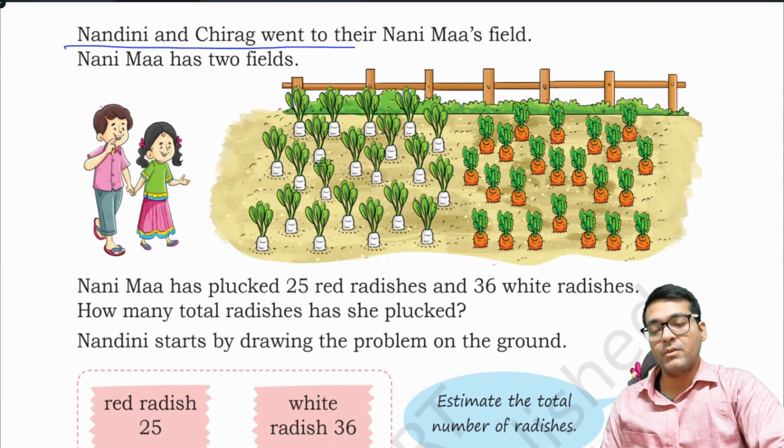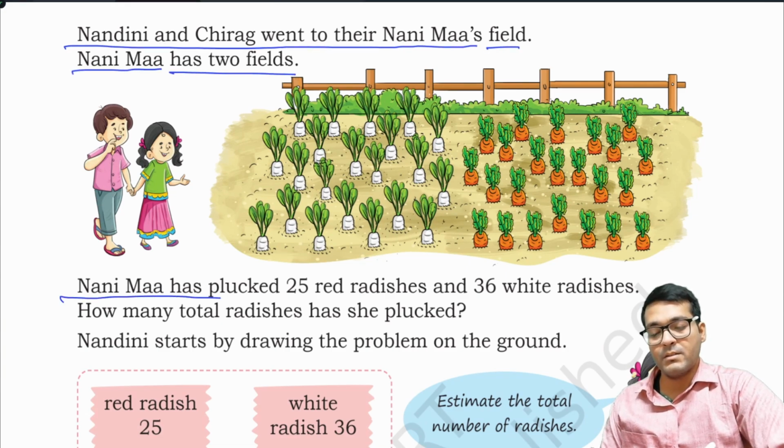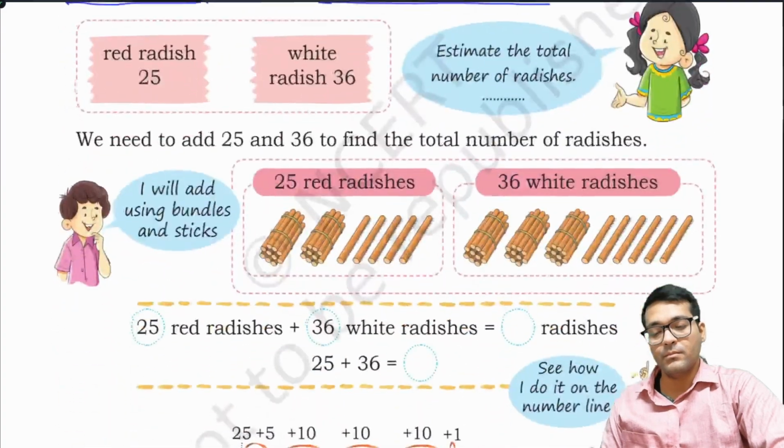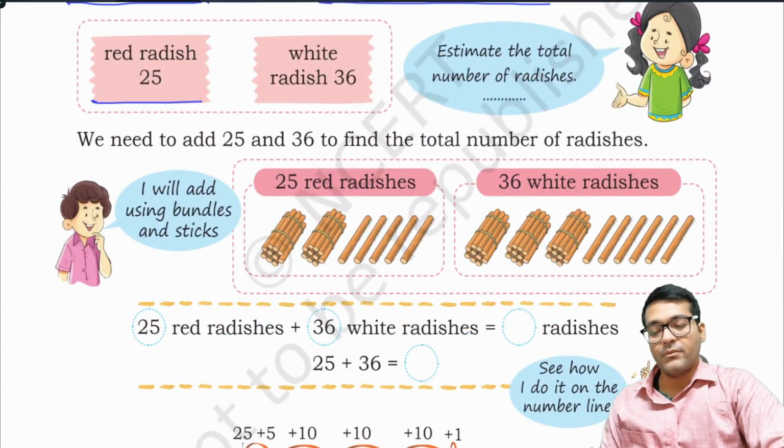Nandini and Chirag went to their Nani Maa's field. Nani Maa has two fields. Nani Maa has plucked 25 red radishes and 36 white radishes. How many total radishes has she plucked? Nandini starts by drawing the problem on the ground. Red radish 25, white radish 36.